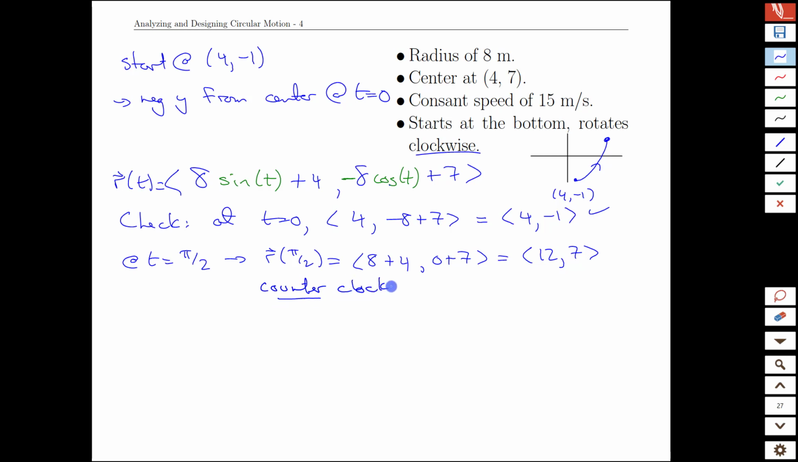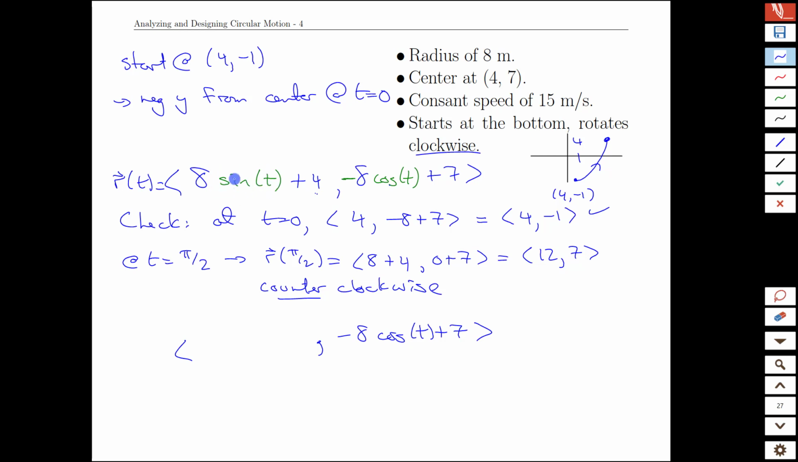Well, how do we fix that without breaking anything else? If we take a look at our ingredients, we can't change the time 0 value, so we're going to keep that minus 8 cos of t plus 7. But what we can change is not the center. We need the center to be at x equals 4. But we can change the direction that we go in as time increases.